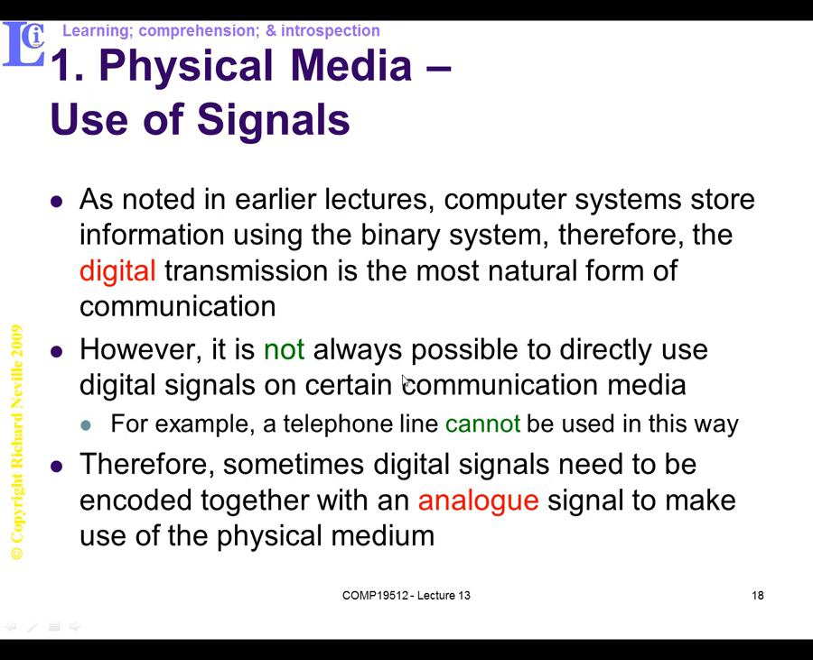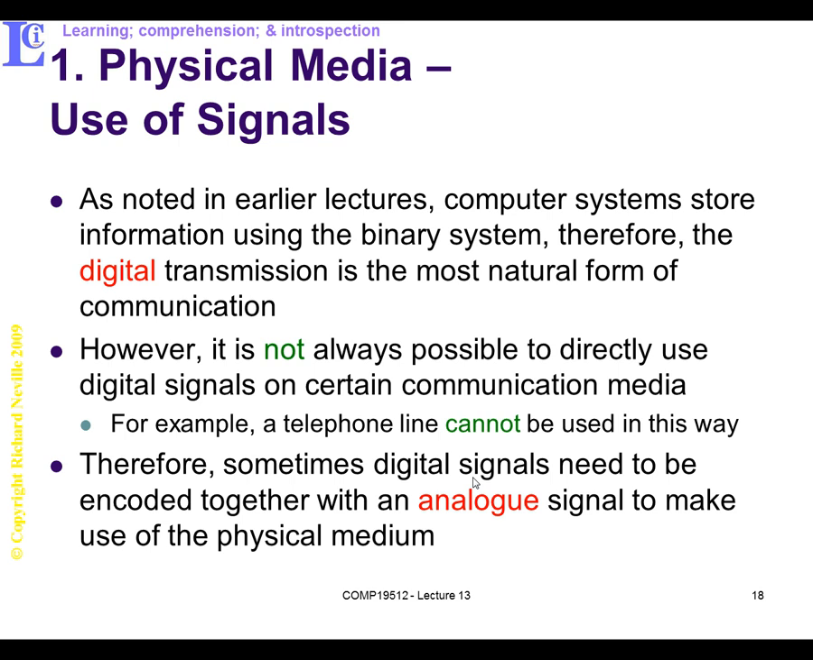And nominally, implicitly in that, we've talked about digital signals. However, it's not always possible to use digital signals in communication media. So we tend not to use them in telephone lines. And in fact, we can't use them for telephone lines. So that copper cable, if you look out your window in your house, that's connecting your house to the local junction box, is probably a copper cable that is transmitting an analog signal. So sometimes digital signals need to be encoded as analog signals to make use of the physical media to transmit the signal. And that is the case.